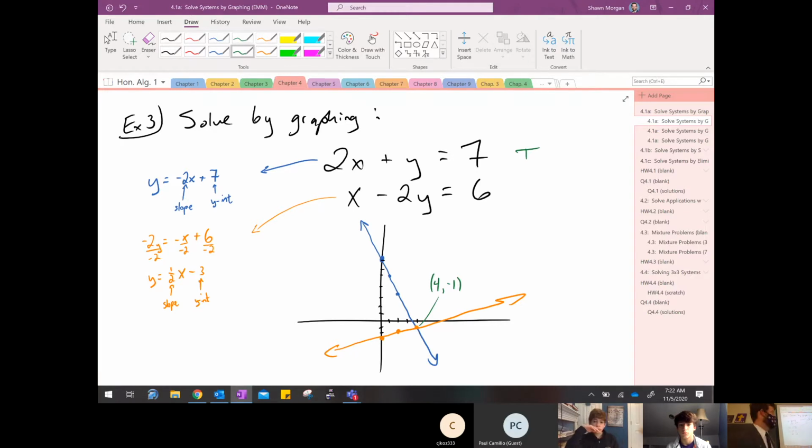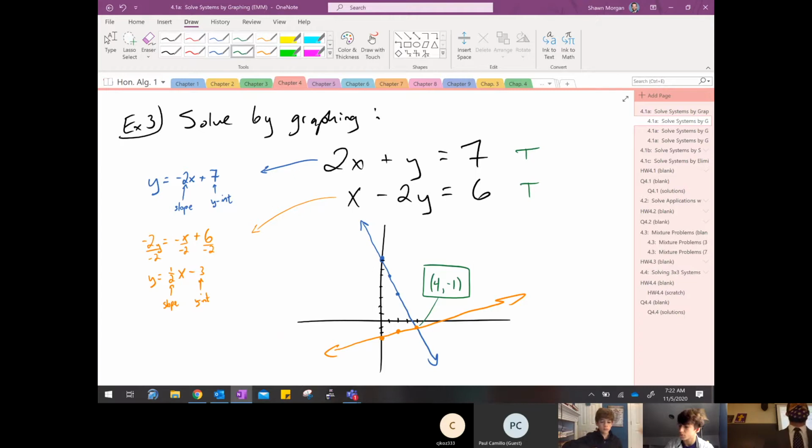On the orange line, I plug in its coordinates, 4 for x and negative 1 for y. 4 on the first term. Negative 2 times negative 1 is positive 2, so 4 and positive 2 makes 6. I get a true statement on the second equation as well. So that means that point is on the orange line as well. Therefore, it's the point of intersection, and it is, in fact, our, quote, solution to this system. It's exactly what we just found. We found the point that makes a true statement in both equations.